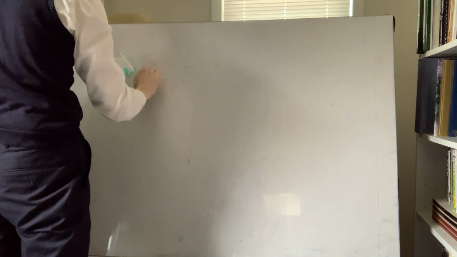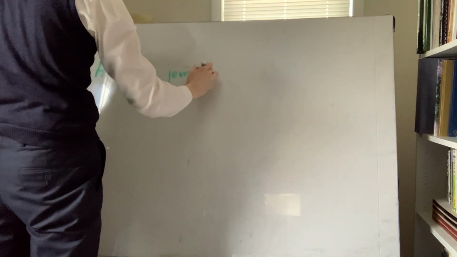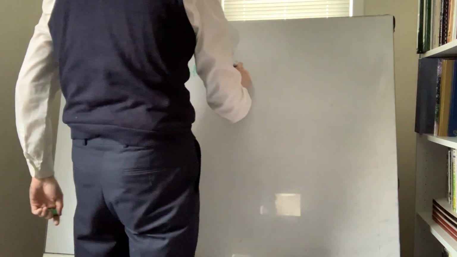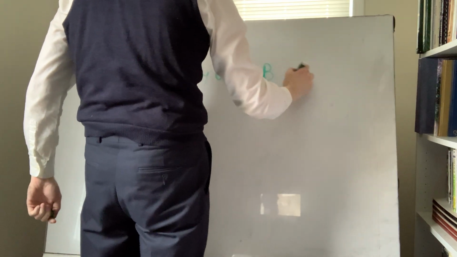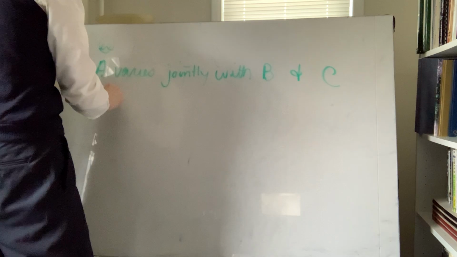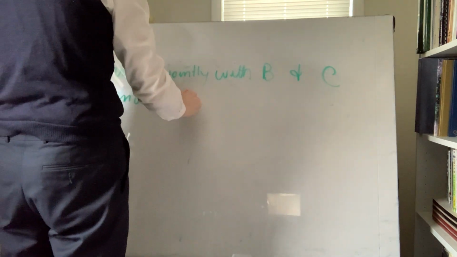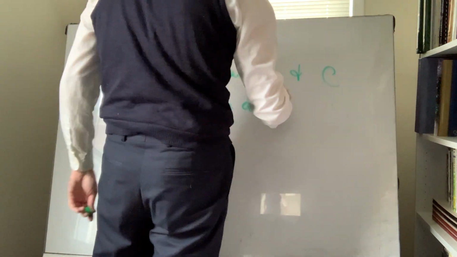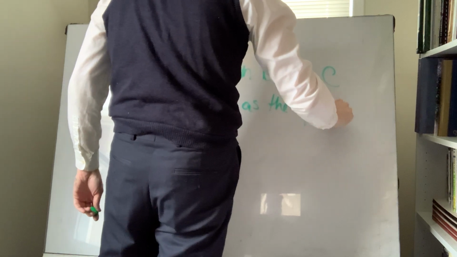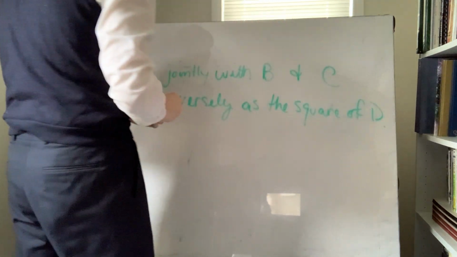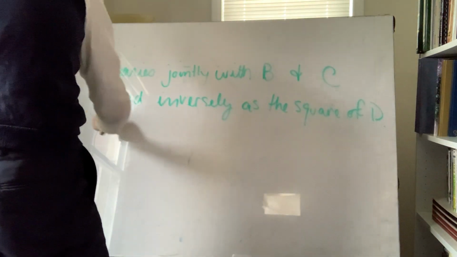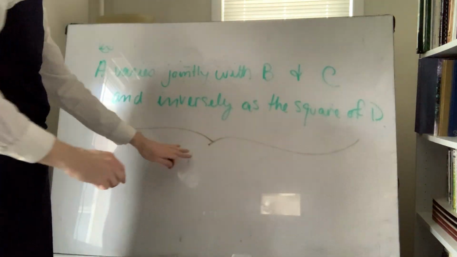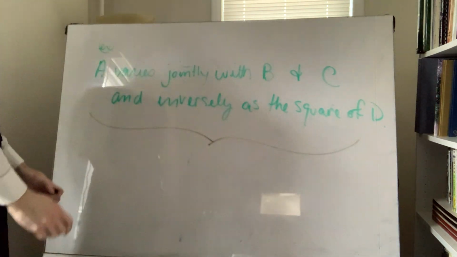To say, for number 10, A varies jointly with B and C, and inversely with D as the square of D. You could take this and translate directly into something that is a usable model, something that at least can be modified.